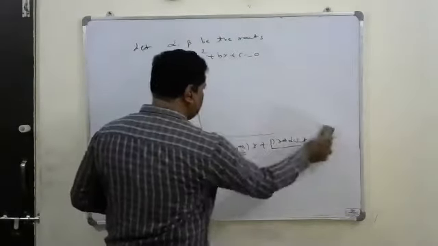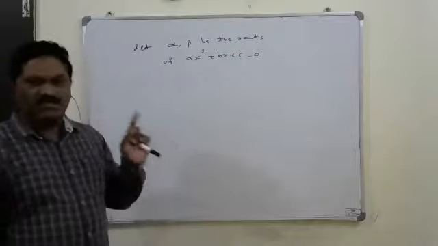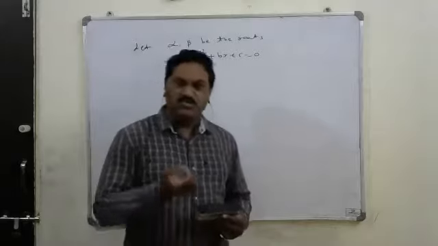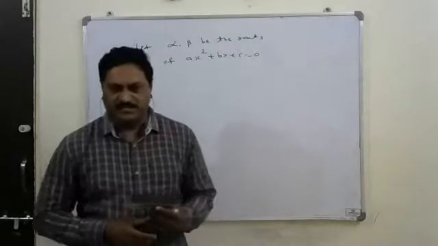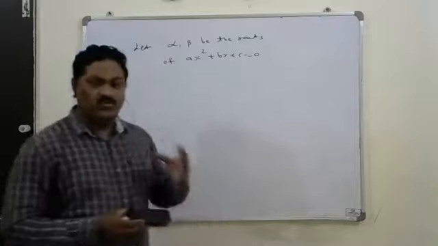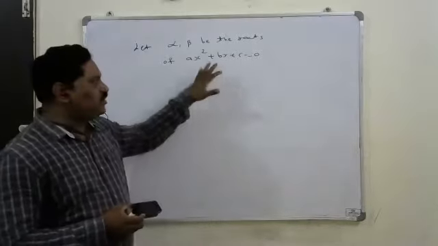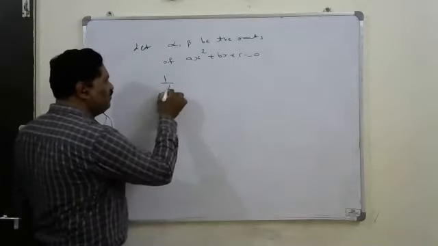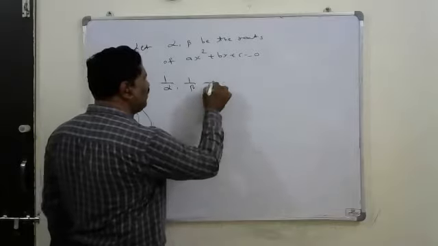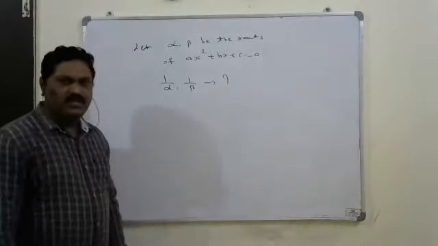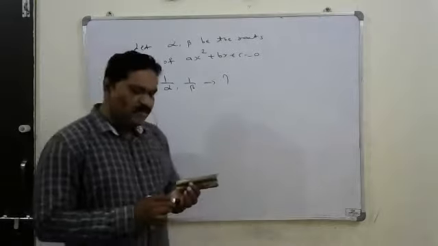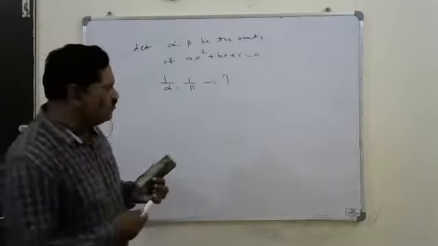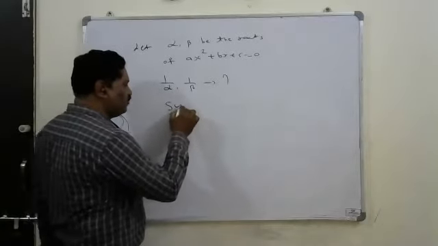Suppose alpha comma beta are the roots of the first equation, then what is the quadratic equation whose roots are reciprocals of this? So I want to find the quadratic equation whose roots are reciprocals of the roots of this equation. Reciprocal means 1 by alpha and 1 by beta. If these are the roots, then what is that quadratic equation? If you want to find any quadratic equation, basically we require the sum and product of the roots. So first we'll find the sum of the roots.